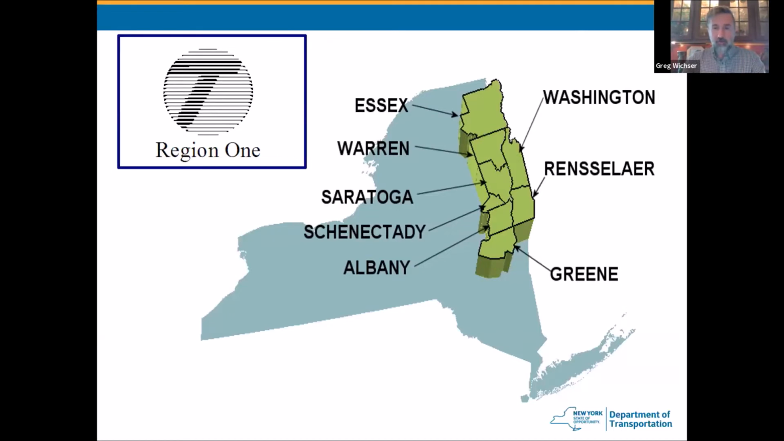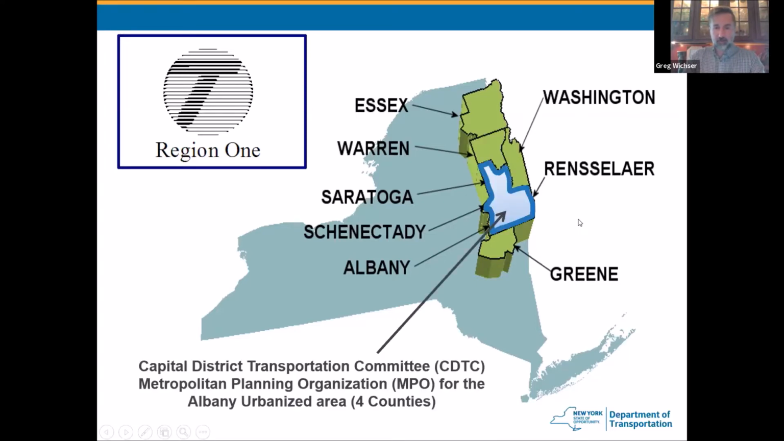Region 1 consists of 8 counties, from basically down in Greene County up to Lake Placid and Essex County. And to that end, CDTC represents one of 14 MPOs across the state, but one of 2 MPOs in Region 1. And then Region 1 also manages 2 rural counties, which are outside of any MPO, which are Essex and Greene County. So that's how this region's set up.